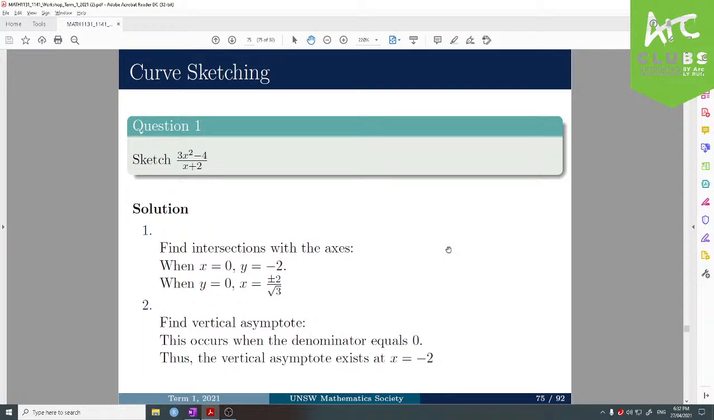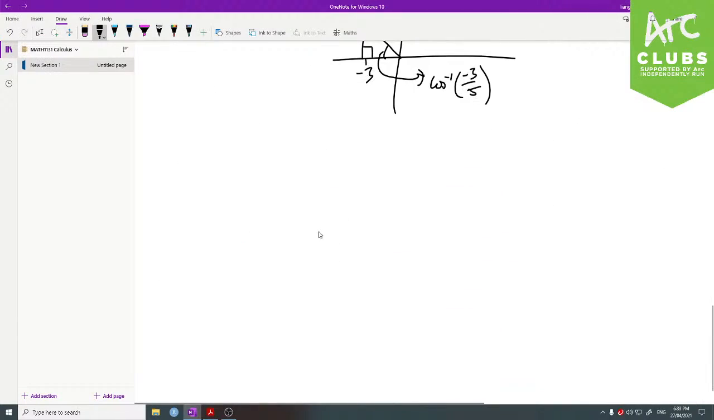So you want to find the intersections, any possible asymptotes, and then you can graph it. Sometimes, just a note here, some questions may also ask you to find the turning points or the inflection points, but in this case, it's not necessary. Okay, so the first step I would do is to find the x and y intercepts. Okay, so when x is 0, y is -2, and when y is 0, x is plus minus 2 over root 3. I'll quickly go through how we get those values.